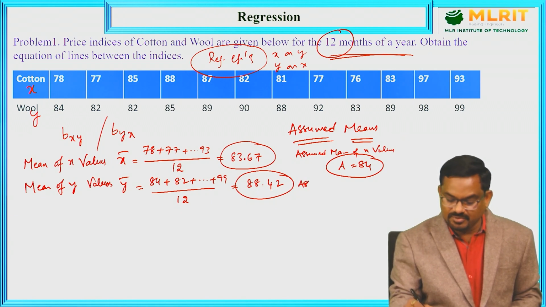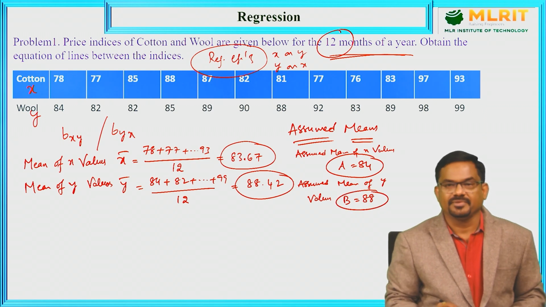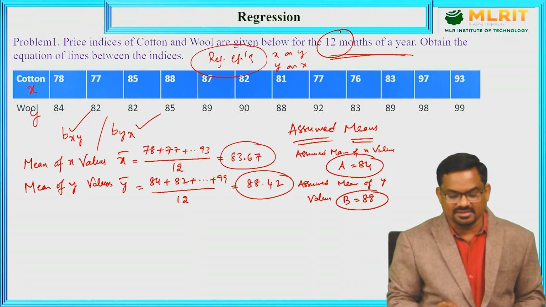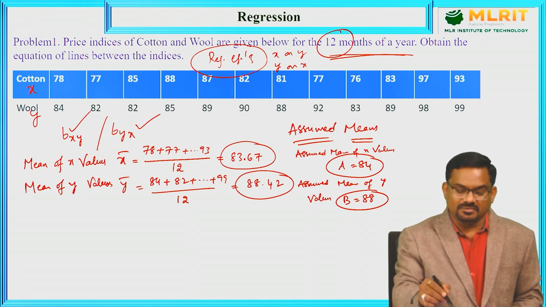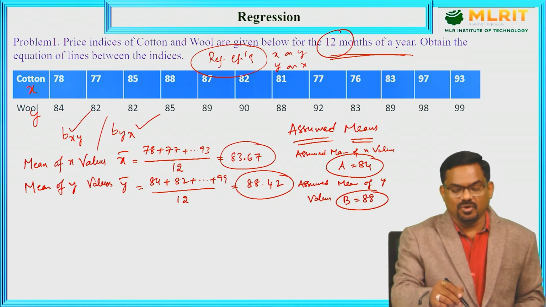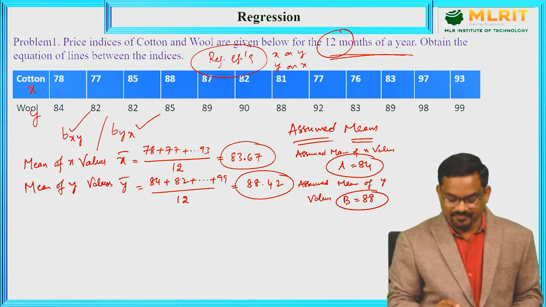So, assumed mean of y values B is 88. Now, we use these two values to find the regression coefficients bxy and byx. In the present problem, we need to find both the regression coefficients because we have to find both regression equations, x on y as well as y on x.